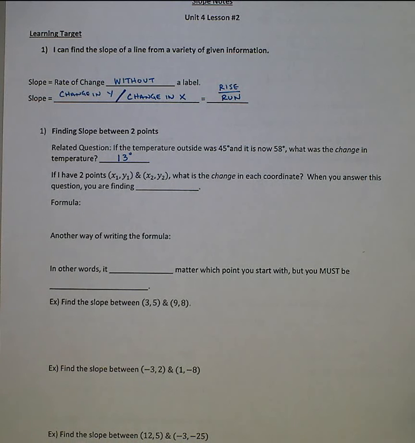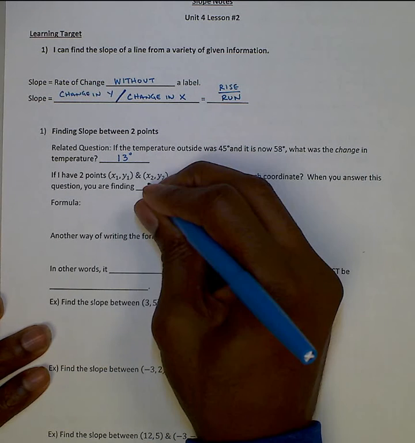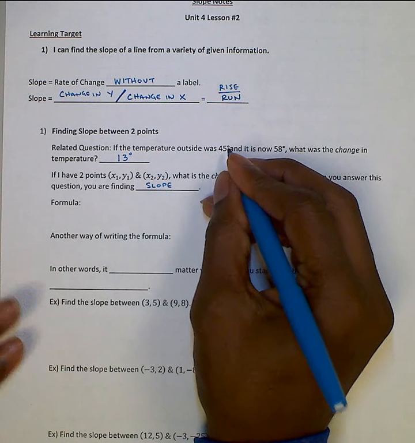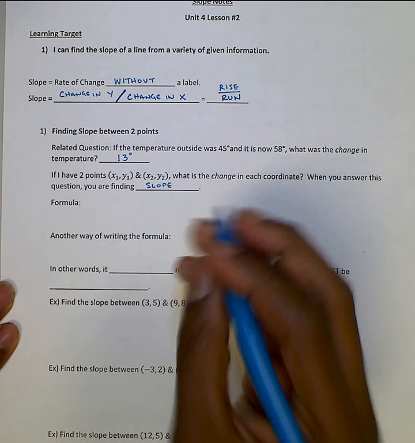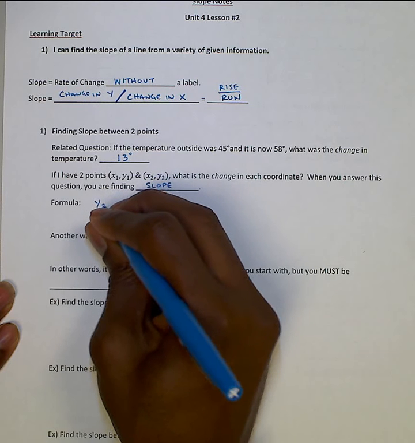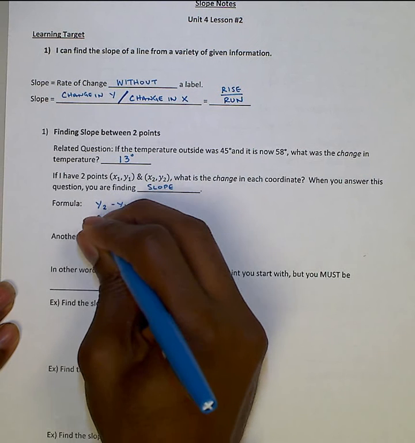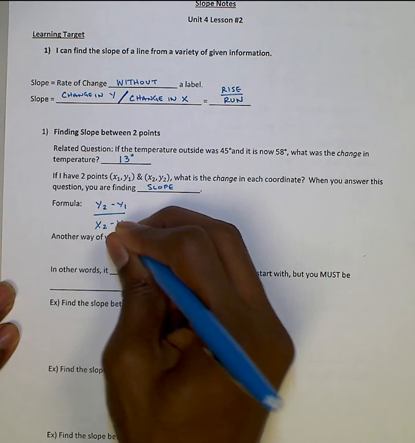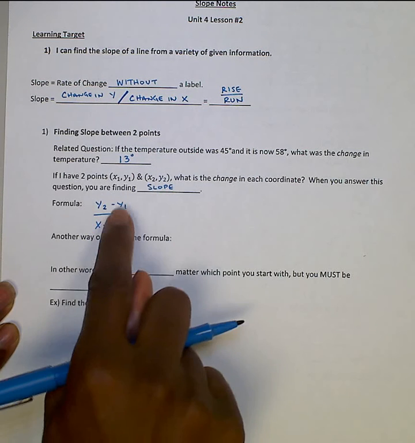Well, if we have 2 points, x1, y1 and x2, y2, what's the change in each coordinate? When you answer this question, you're finding slope. Okay, you're essentially doing the same thing you did with the degrees here, except now you're doing it with points. And the formula will be y2 minus y1 over x2 minus x1. Okay, trying to find the change in y over the change in x.